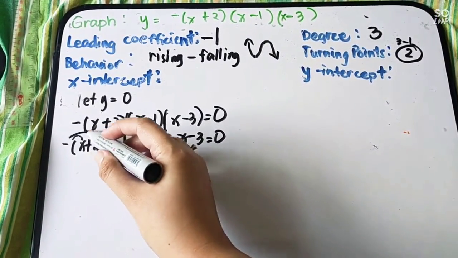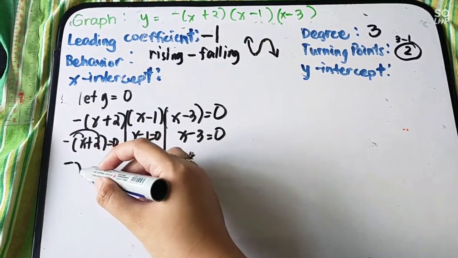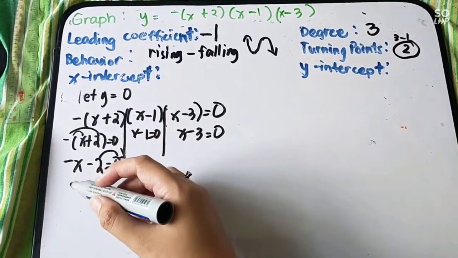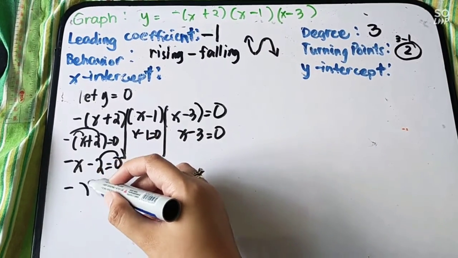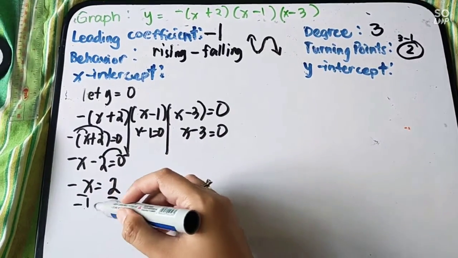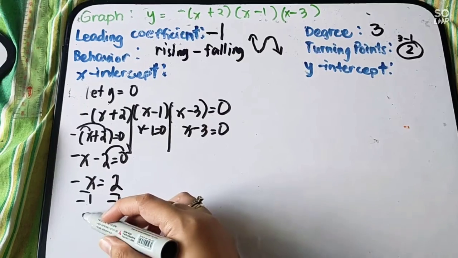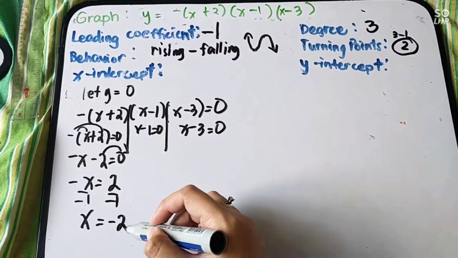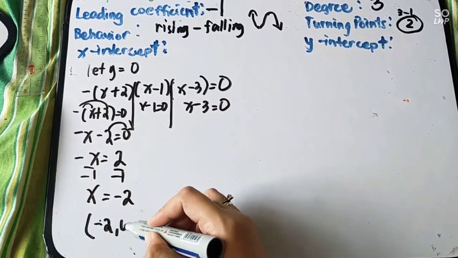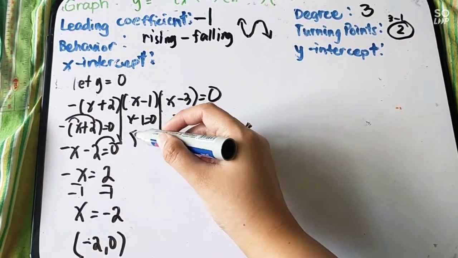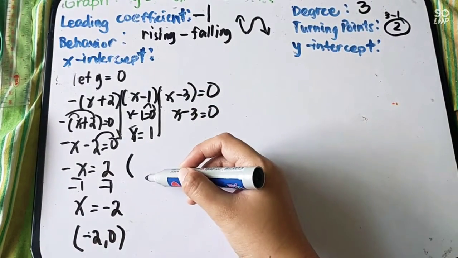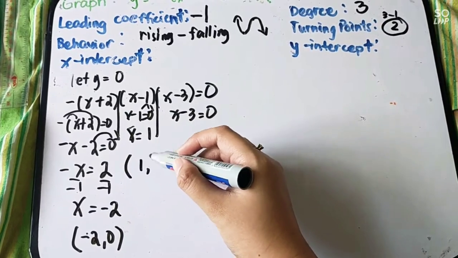So, you will distribute the negative sign. So, it becomes negative x minus 2 is equals to 0. Solve for x. Transpose 2. Negative x equals to negative becomes positive. Divide both sides by negative 1 kasi may negative pa yung x. So, x is equals to negative 2. So, that is your first intercept. Negative 2 and 0. The next one, x is equals to, transpose mo lang, positive 1. So, another x-intercept, we have here 1 and 0.